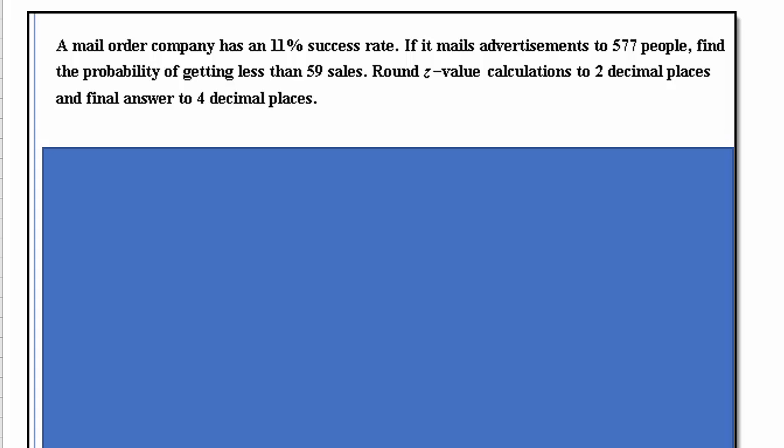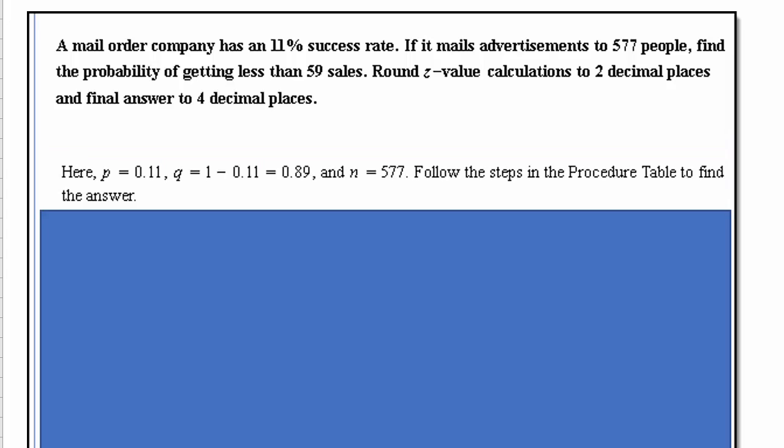Let's explore this problem. A mail order company has an 11% success rate. If it mails advertisements to 577 people, find the probability of getting less than 59 sales. Round your z-value calculations to 2 decimal places and the final answer to 4 decimal places.